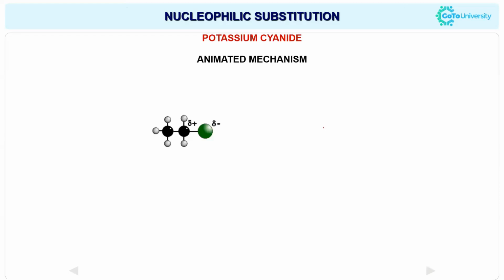See, the mechanism will be the same in all cases with potassium cyanide, but in CN-, carbon and nitrogen are connected by a triple bond. That is the difference. Okay. This is the mechanism.